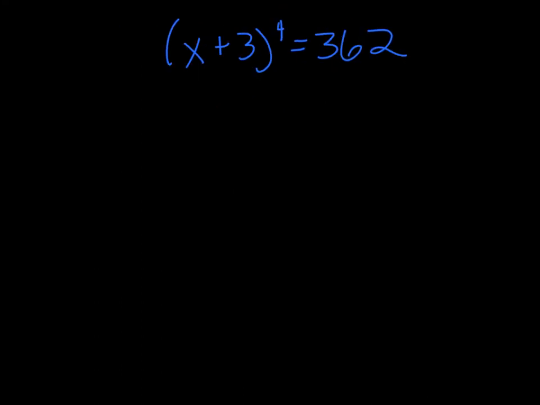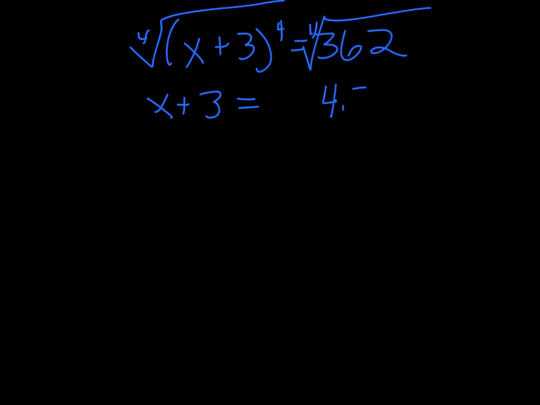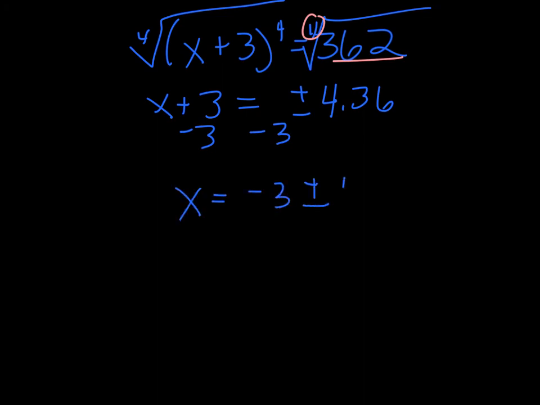Okay, so for this one, I want to take the fourth root first in order to get to the x. So I get x plus 3. The fourth root of 362 is 4.36, but since I'm taking the even root of a positive number, I have to put plus or minus because there's really two possible answers. So now I'm going to subtract 3 from both sides. I always put the negative 3 in front of the plus or minus.